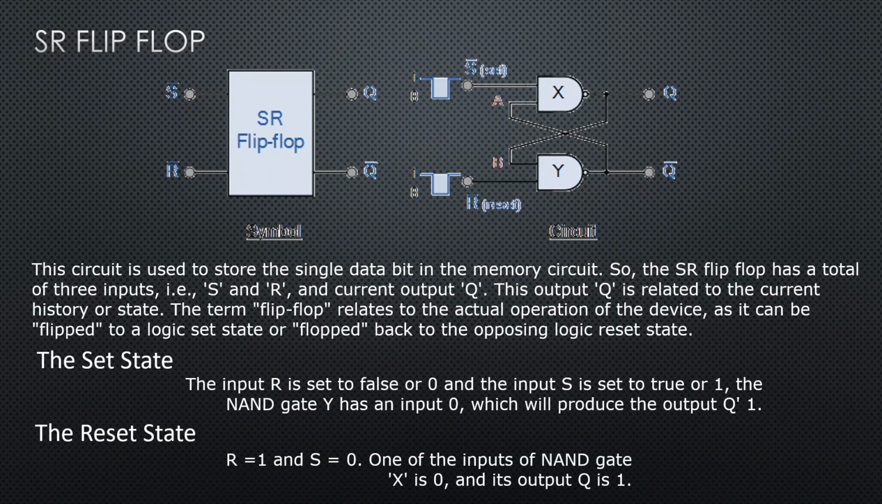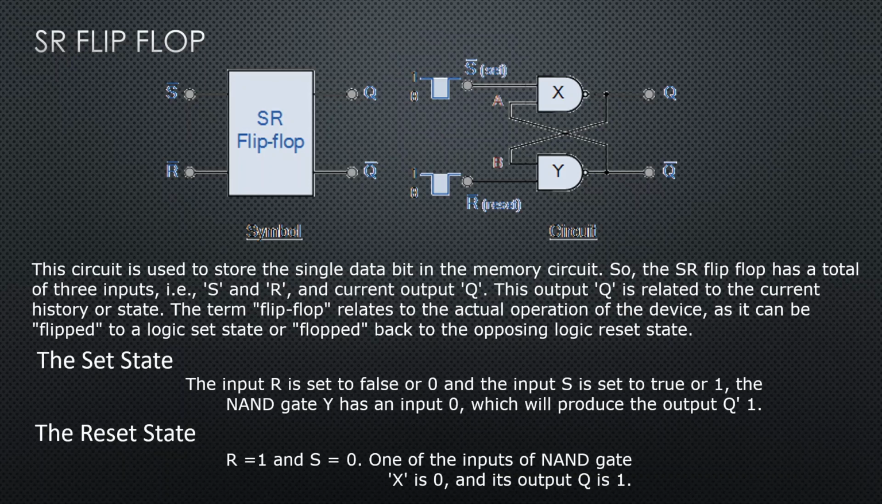This circuit is used to store the single data bit in the memory circuit. So the SR flip-flop has a total of 3 inputs, that is S and R and current output Q. This output Q is related to the current history or state. The term flip-flop relates to the actual operation of the device, as it can be flipped to a logical state or flopped back to the opposing logic reset state.